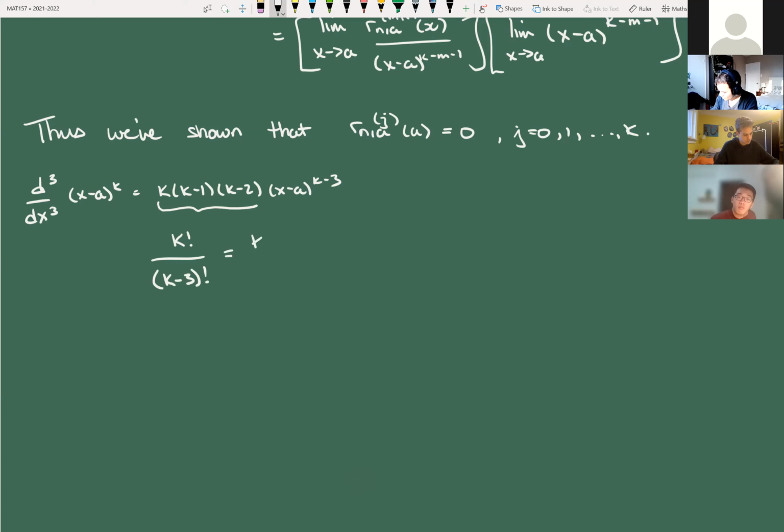Right? Because if I do that, I get k times k minus 1 times k minus 2 times k minus 3 factorial divided by k minus 3 factorial, right? Those things cancel. And now I'm just left with the thing that I want, k times k minus 1 times k minus 2. Does that make sense? Okay, cool. So that's where that comes in.